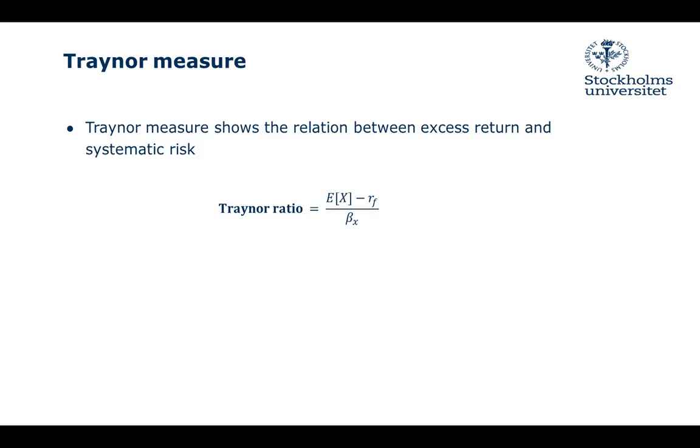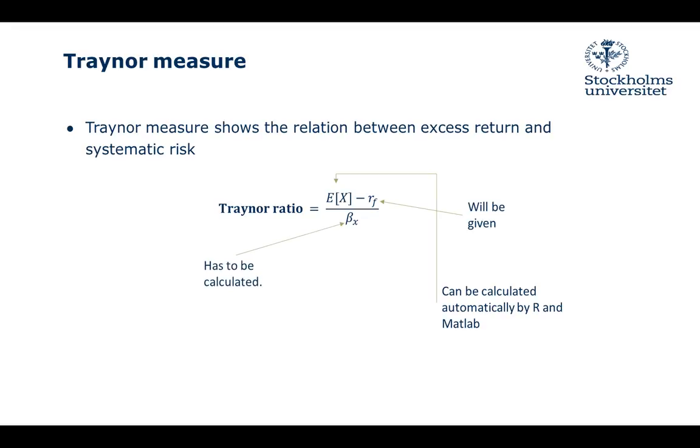It's similar to the Sharpe ratio because it also shows the relation to excess return, but in this case you think of the systematic or non-diversifiable risk. So again, the risk-free rate is given to you and the mean or average can be calculated automatically. However, beta, which you have to use to calculate the Treynor ratio, you have to calculate by yourself.